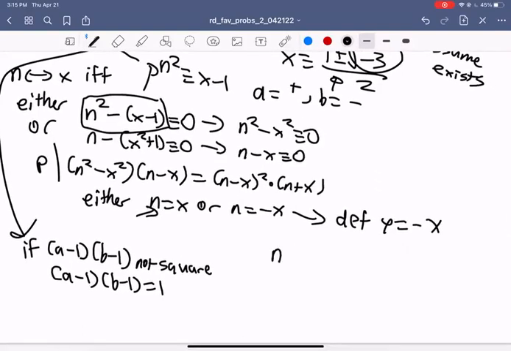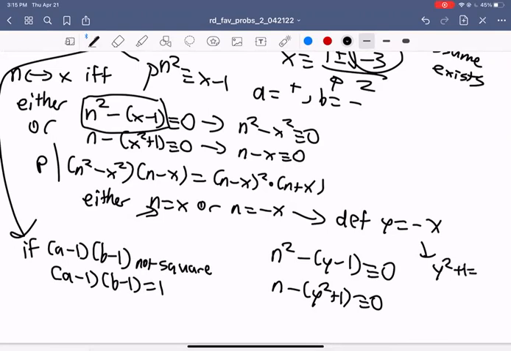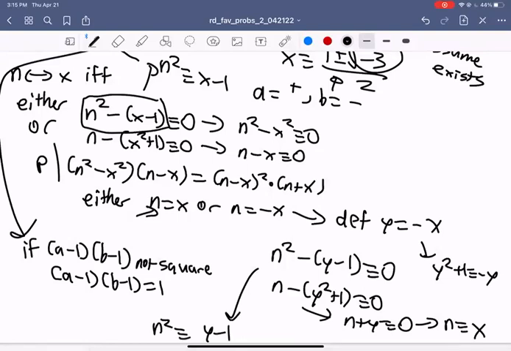We have either n squared minus y minus 1 is congruent to 0, or n minus y squared plus 1 is congruent to 0. And we also have that y squared plus 1 is congruent to negative y by definition, as this is just what happens when you substitute it into x is congruent to x squared plus 1. So from this case, we get n plus y is congruent to 0, which means n is x. And from this case, we have n squared is congruent to y minus 1. And this we do not have a simpler form for. So instead, we can try to use the same approach we used here.